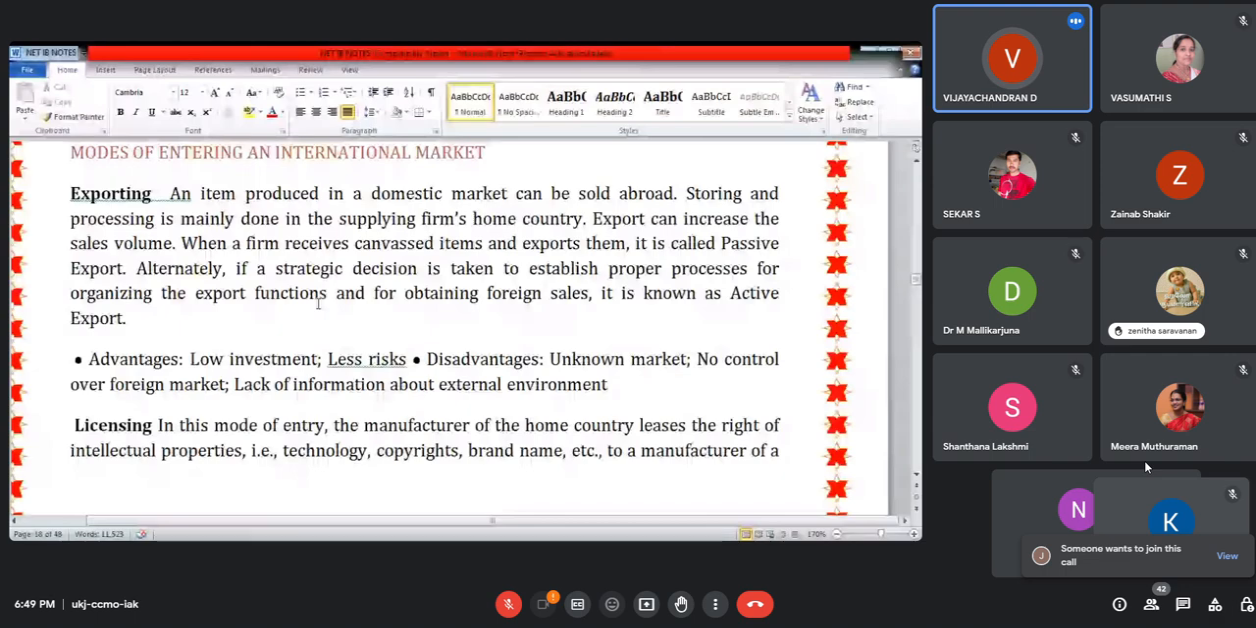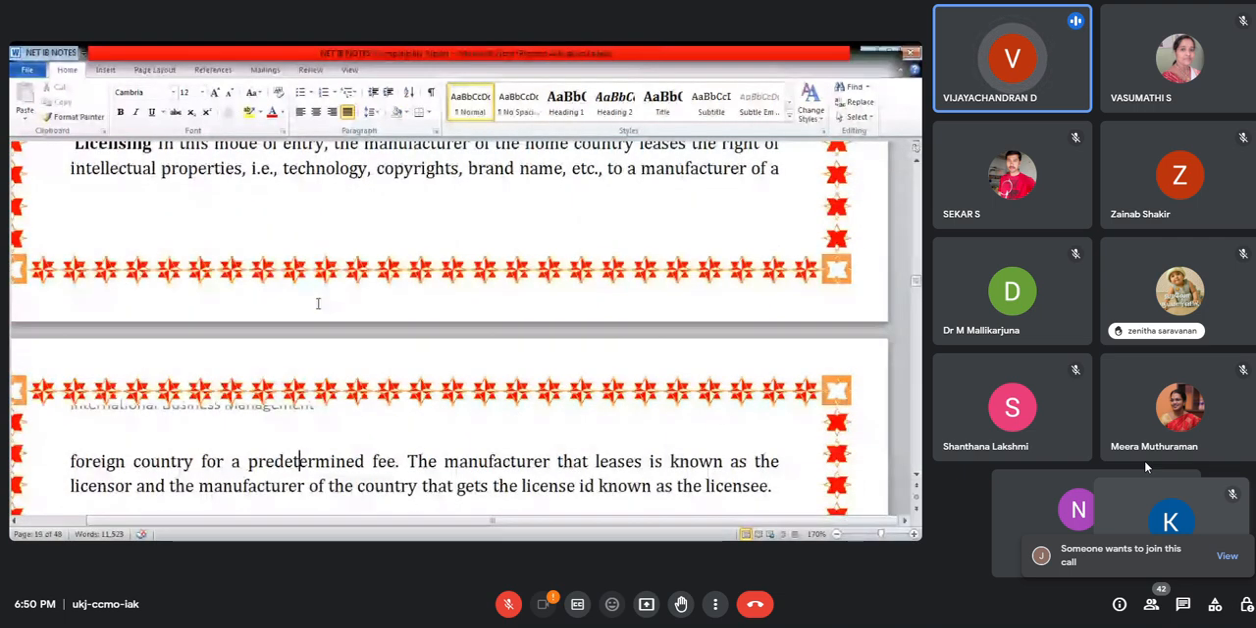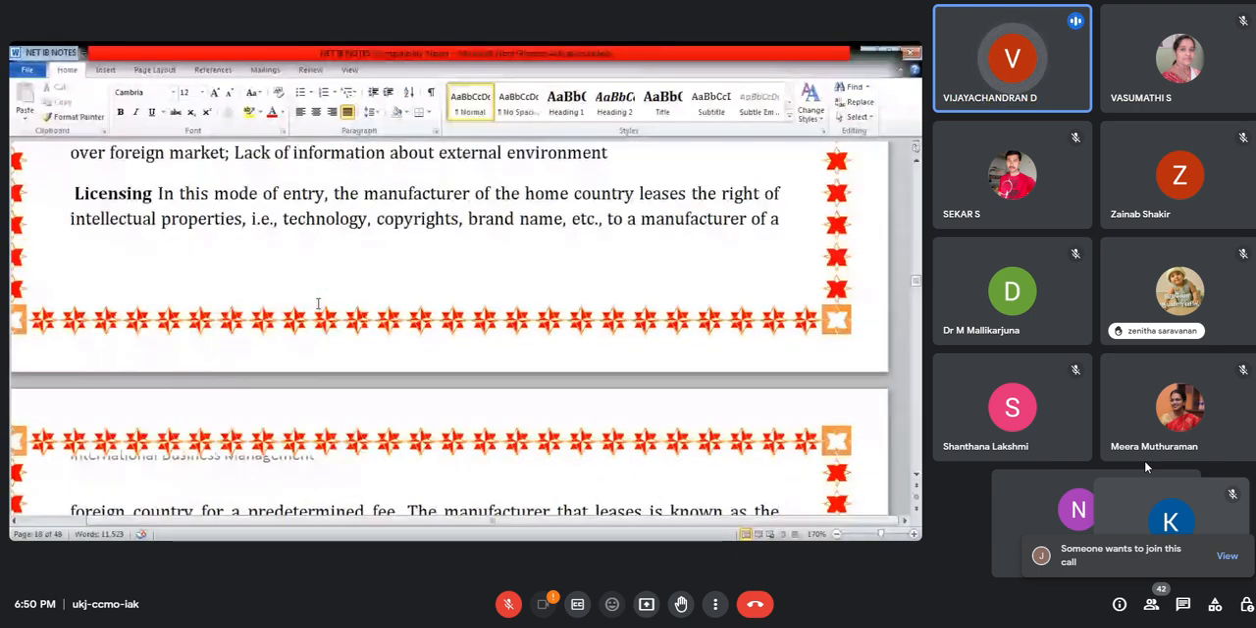So this is the simplest way of entering into international trade. Exporting means simply you are selling the product through another company. That is exporting. And the next method is licensing. In this method, the home country leases the right of intellectual properties. I will give the example of KFC. KFC is the best example of licensing. Your technology, your means and your method of branding, your name, everything will be given as a right.